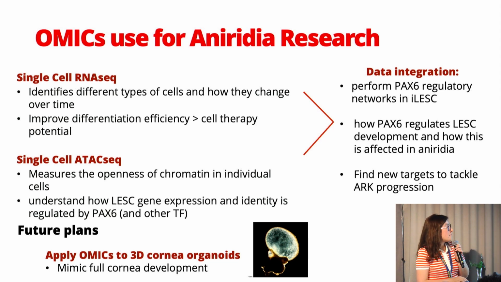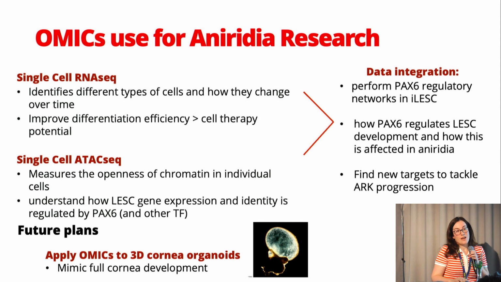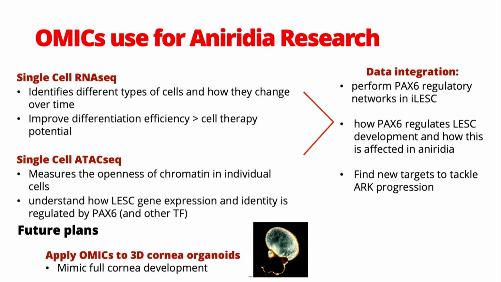And lastly, I just want to say that we are upping it a notch, and now instead of doing just one cell type, we are going to do organoids, and I'm already starting with that. You can see a beautiful transparent bubble here. With this, we want to see how PAX6 affects the full cornea development, not just the epithelial part, but really the stroma and the endothelium. And I hope at the next meeting I can show you some more of this.